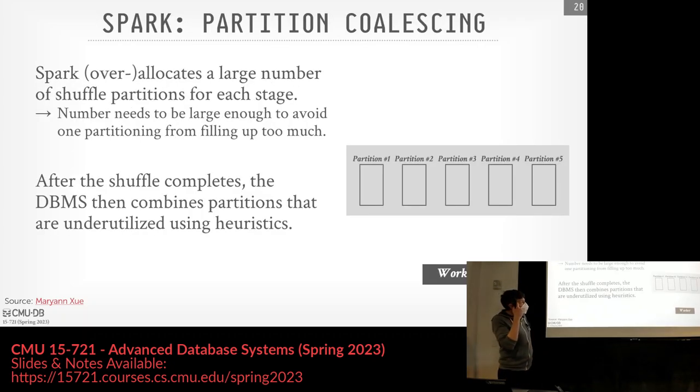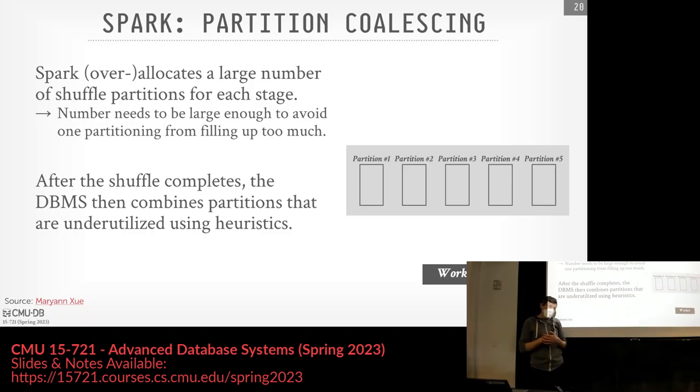So let's see how they do the coalescing. Unlike in Dremel, where it would recognize that it had pressure on a partition and then start spilling it or split it into multiple partitions, as far as I can tell, Spark can't do that. They can only combine partitions that are underutilized.